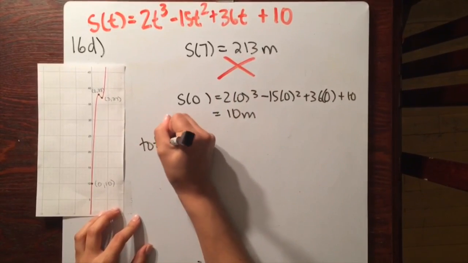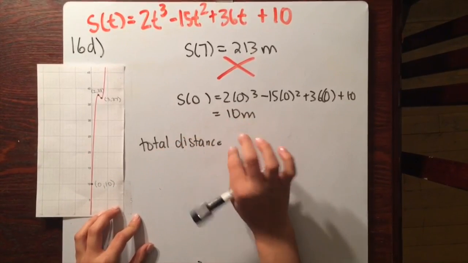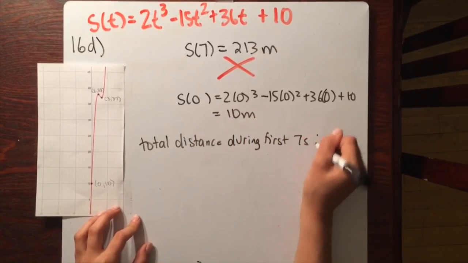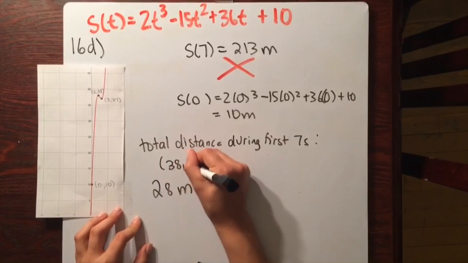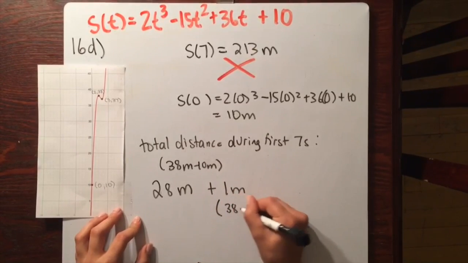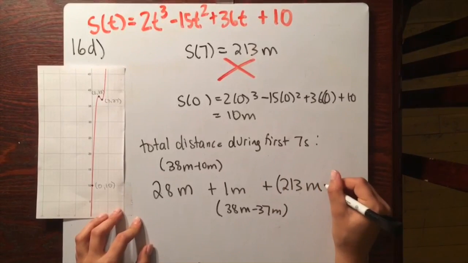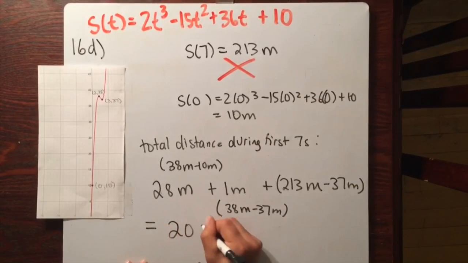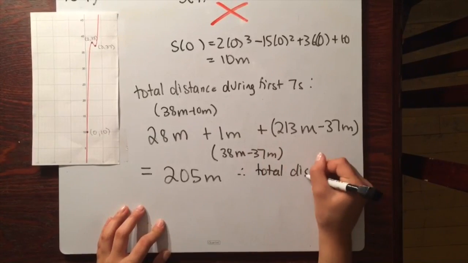First, solve for the y-intercept of the function by subbing in 0 seconds to the position function, which gives us 10 meters. Then find the overall distance traveled by the object. So add 28 meters, which we get from 38 meters in the positive direction minus the starting point of 10 meters, plus 1 meter, the distance traveled in the negative direction, plus, in brackets, 213 meters, the distance of the object at 7 seconds, minus 37 meters, because that's where we left off. Therefore, the total distance traveled by the object during the first 7 seconds is 205 meters.